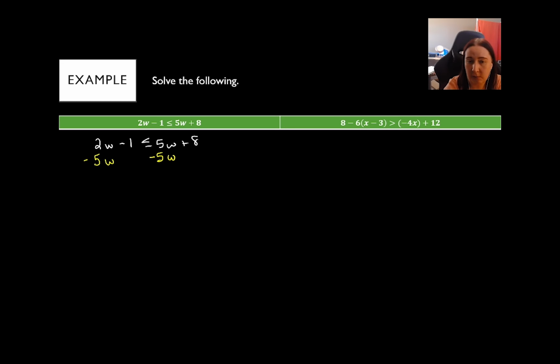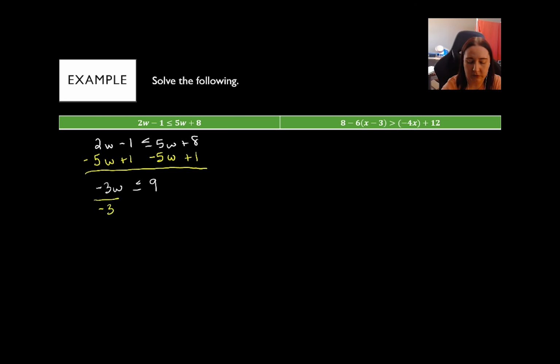So negative 2w minus 5w is a minus 3w. Then I have the 1's cancel, less than or equal to. Then 5w minus 5w is 0. 8 plus 1 is 9. So you get negative 3w less than or equal to 9.